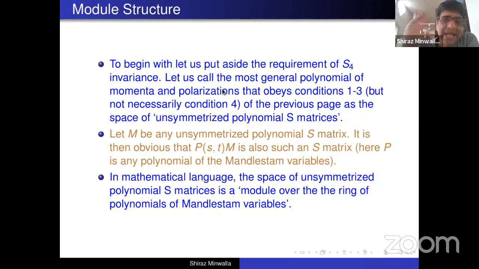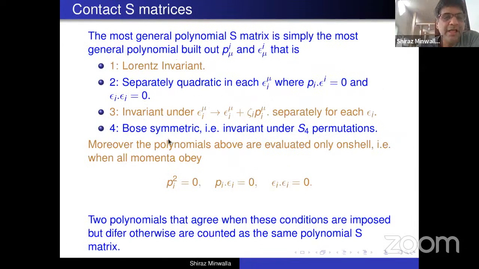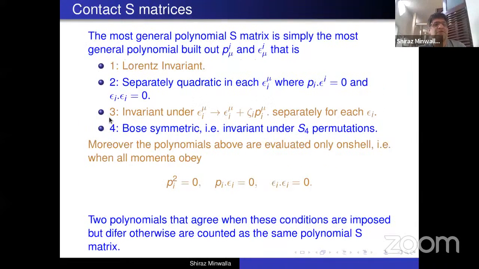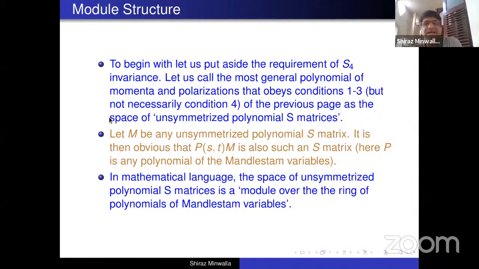To begin with, let us put aside the requirement of S4 invariance. A lot of the fun will come from this, but for the first step, let's put that requirement aside. So imagine that M is any polynomial S matrix that obeys conditions 1 to 3, but not 4. So it's an unsymmetrized polynomial S matrix. Now, if M is such an S matrix, then it's obvious that P of S, comma T times M is also such an S matrix.